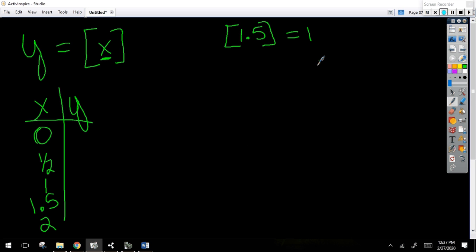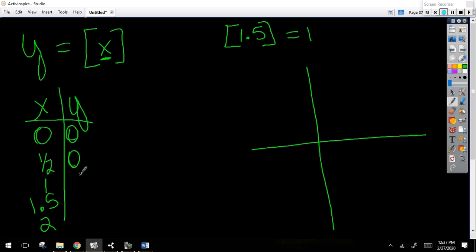All right, so at 0, if I plug in 0, I'm going to get 0. Okay? If I plug in a half, I'm going to get 0. Now if I plug in 1, I'm going to get 1. If I plug in 1.5, you get 1. If I plug in 2, 2. If it's already an integer, it stays that value. But the minute it goes over, it starts shooting it back down. Okay? So I want you to think about this for just a minute.